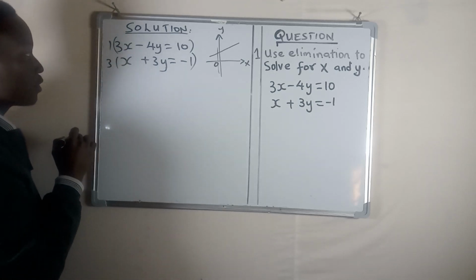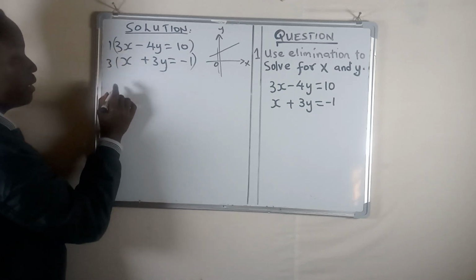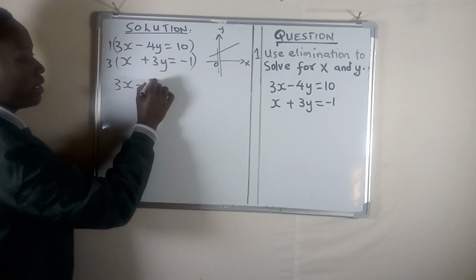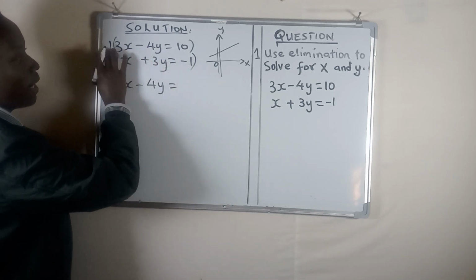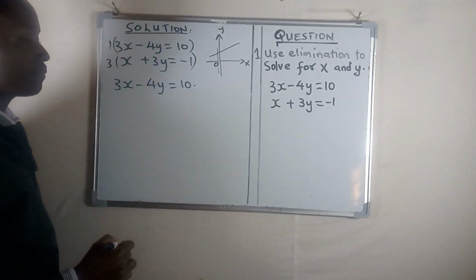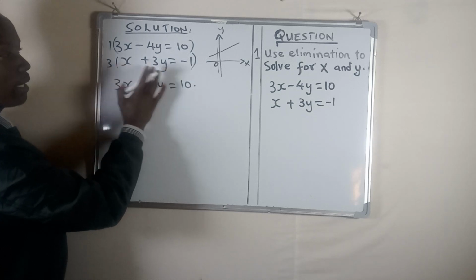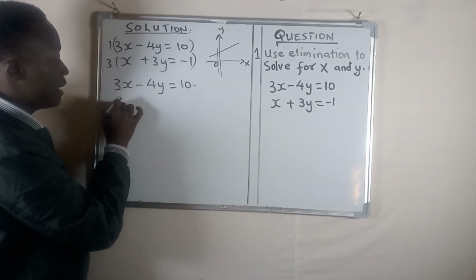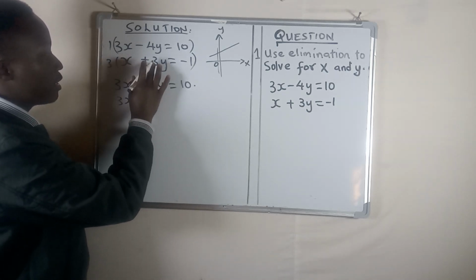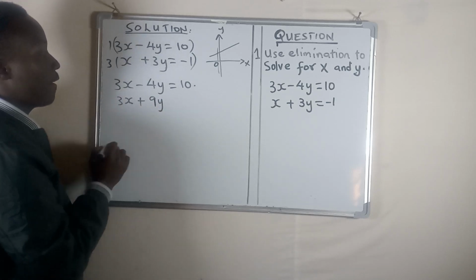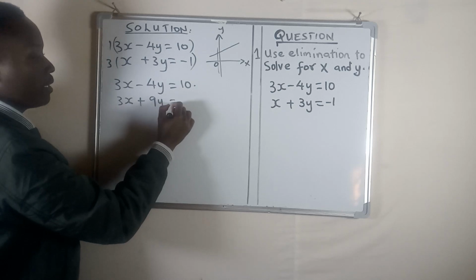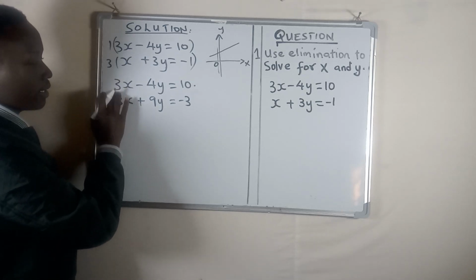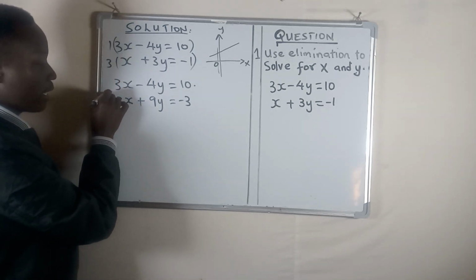So when we multiply, we will have 1 times 3, that definitely gives us a 3x, minus 1 times 4, is equal to 4y, is equal to 1 times 10 will give us a 10. Having that, we can now open the brackets in our second equation. 3 multiplied by x will give us 3x, plus 3 multiplied by 3 will equal to 9. Then 3 multiplied by -1 will be equal to -3. Now, since the coefficients of x are common, we can now subtract.